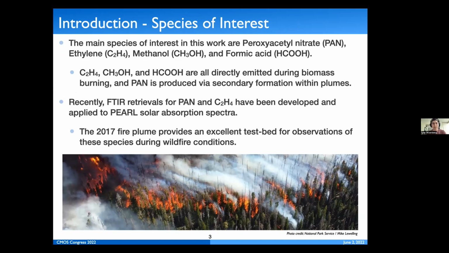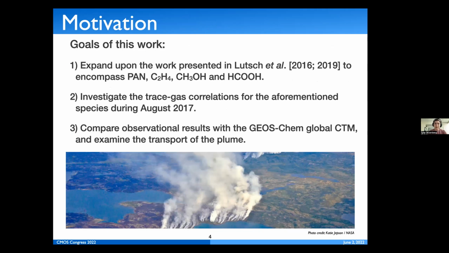So recently, we've developed FTIR retrievals for PAN and ethylene and applied them to our solar absorption spectra that we've collected at Pearl in Eureka, Nunavut. So these 2017 fire plume measurements basically provide a really excellent test bed for observations of these species during wildfire conditions. So the main goals of my work here were firstly to expand upon the work that Eric Lutsch did in his 2016 and 2019 papers to encompass these VOC species, PAN, ethylene, methanol, and formic acid. Secondly, I wanted to investigate the trace gas correlations for these aforementioned species during these fires. And lastly, I wanted to compare our observational results with the GEOS-Chem chemical transport model and basically examine the transport of the plume as well.